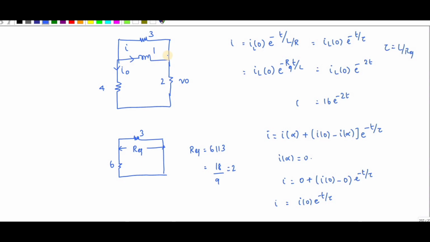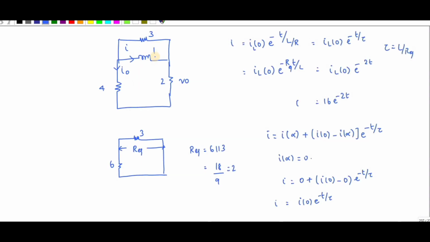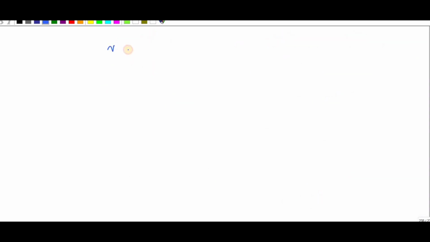So what is the voltage across the inductance? It is VL. VL is nothing but L di by dt. L is 1. So differentiation of 16 e power minus 2t with respect to t, that is nothing but minus 32 e power minus 2t. So this is your VL.